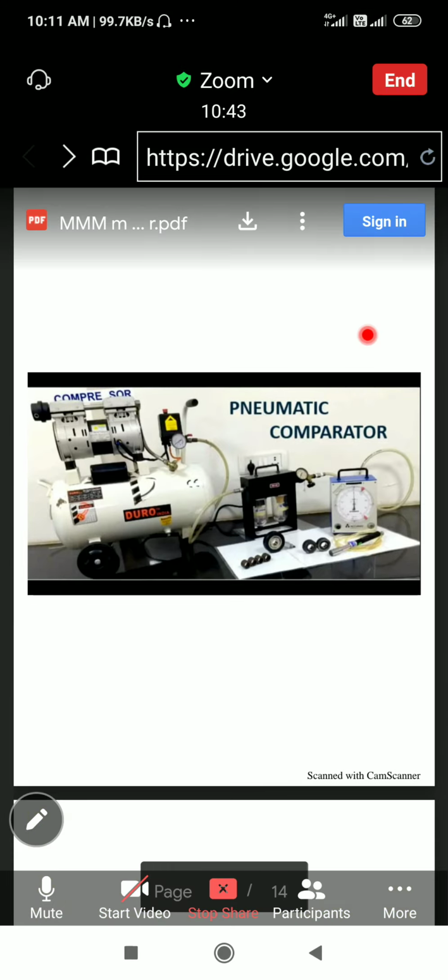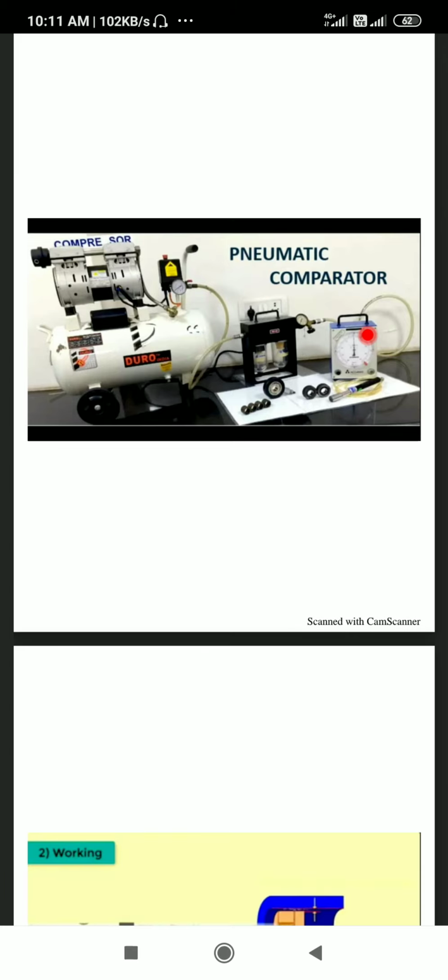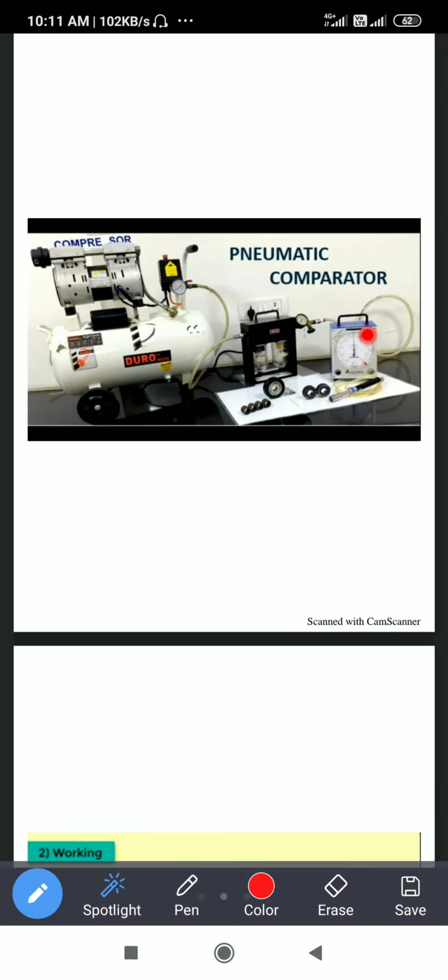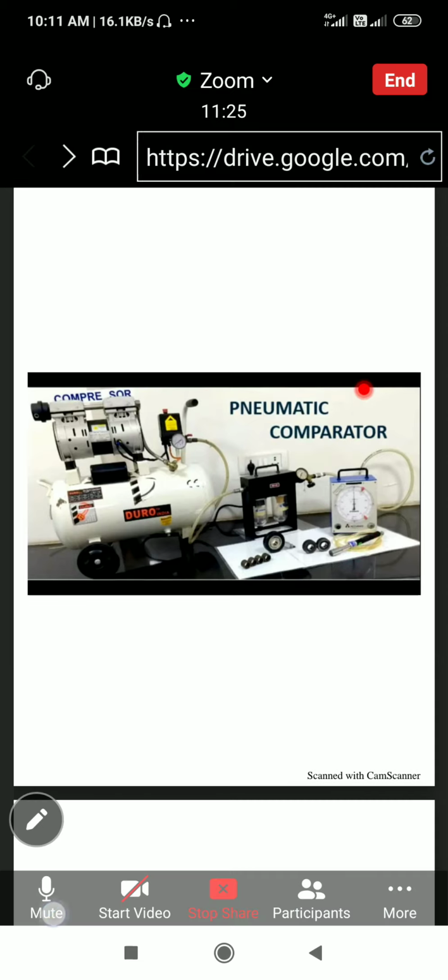You can see the actual setup, in which this is a compressor. Here there is a pump which delivers the high pressure air, and here there is an air filter. One more control valve is given for controlling the pressure of the air, and this is a head gauge, which is inserted into the workpiece. These are the different types of head gauge which are attached to this pneumatic controller, and this is the flexible pipe. So this is the actual diagram.